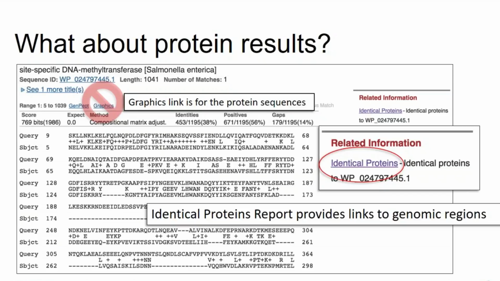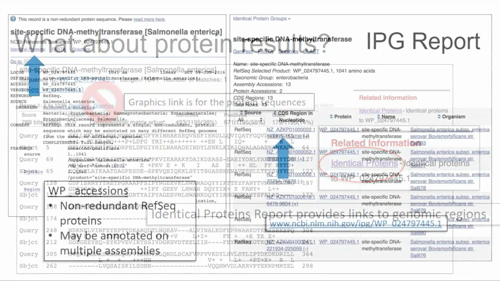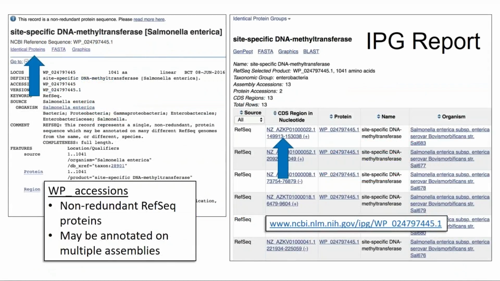I'll talk more about that in a minute. So if I link to the protein itself, in our Entrez system protein web database, I can see a link to identical proteins there. And I can follow the link directly to the IPG report.